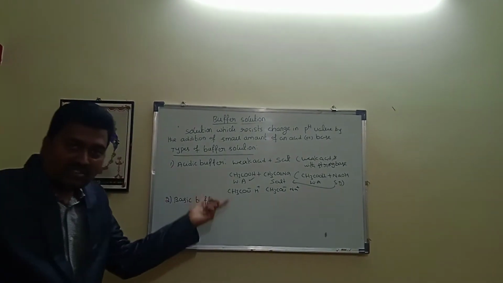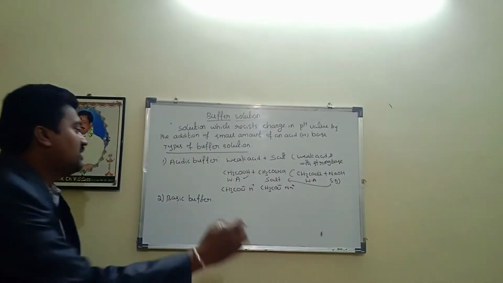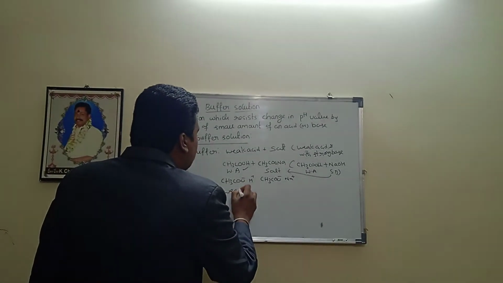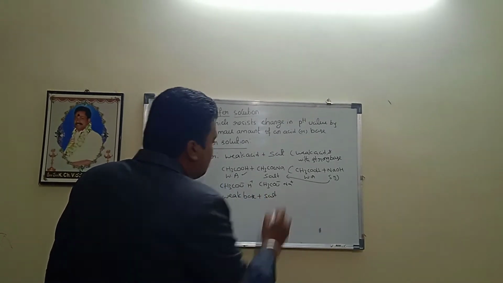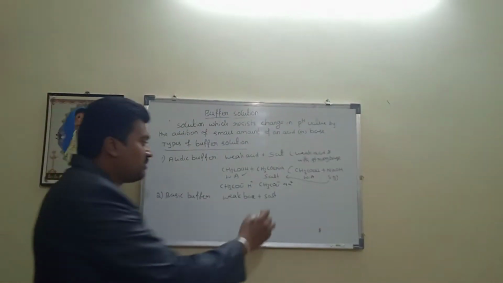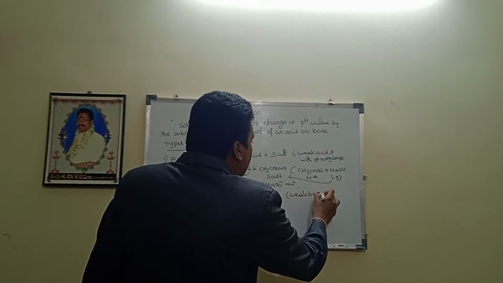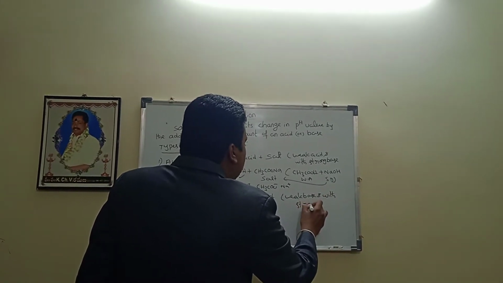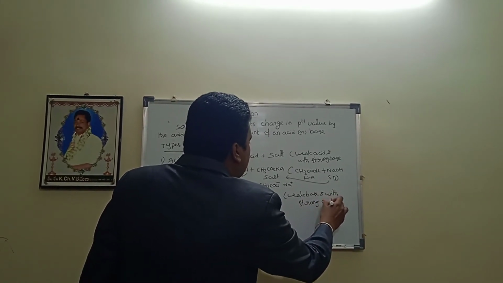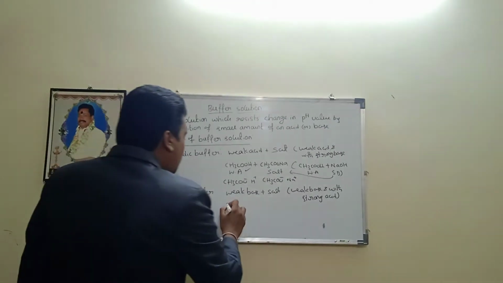So this is similar to acidic buffer. In acidic buffer, weak acid will be there. In basic buffer, it is a combination of weak base and a salt. Here this salt is produced from the same weak base and a strong acid.